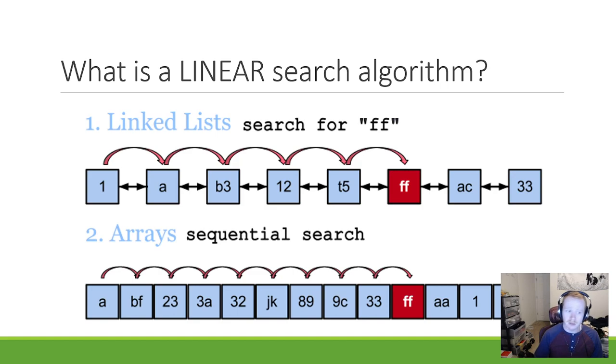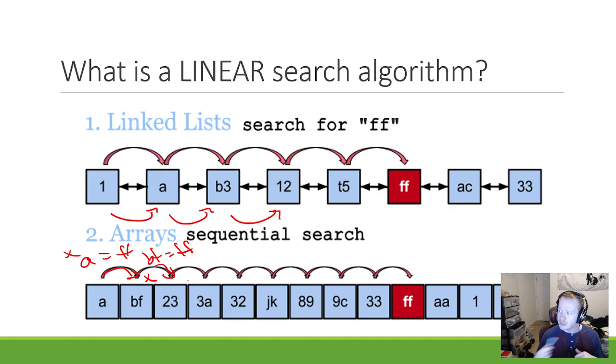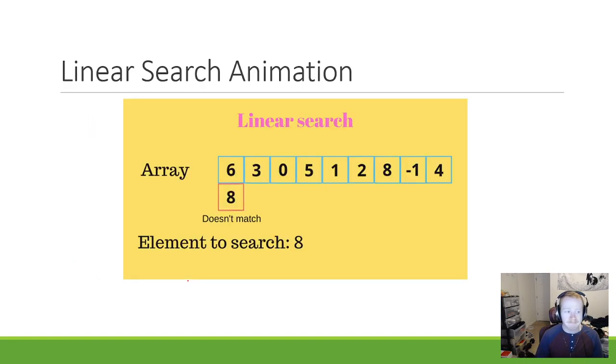So two different ways to look at this. We have linked list and arrays, in which we're just going to step, step, step, all while checking. Hey, is this equal to what we're looking for? Within the arrays, we're going to ask, hey, is A equal to FF? Nope. So we step. Is BF equal to FF? Nope. And we step. And we just keep on going until we find it. So here's a little GIF of how it works. It just steps along until it finds the number, and then it stops. And if it doesn't find it, it keeps on going until it ends.